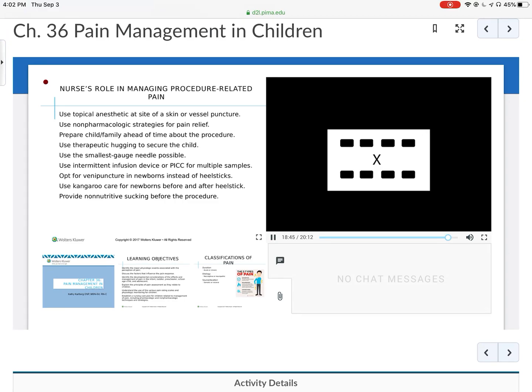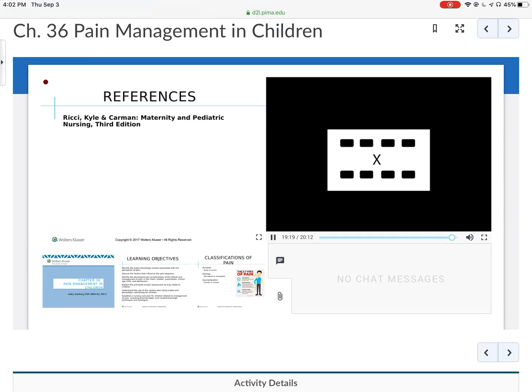So what's our role? We're going to start the IV. We are going to prepare them. You can use therapeutic hugging while you're putting the IV in, but not for the procedure. We talked about the smallest gauge needle. We may opt for venipuncture instead of heel sticks. Kangaroo care, so that happens in NICU. And then we can use non-nutritive sucking, which is pacifier, sweeties, things like that. Okay.